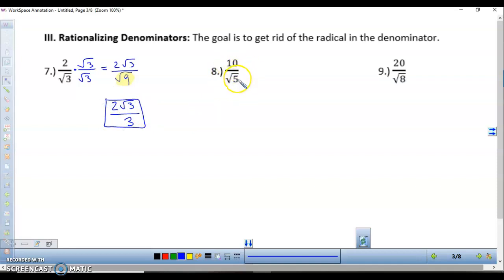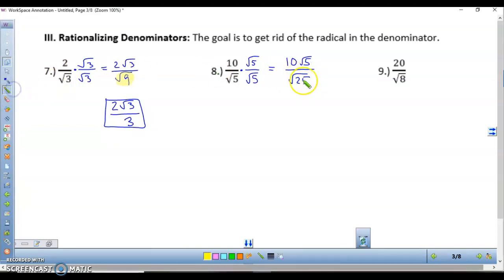Let's see. I want to make 5 a perfect square, and I could do that by multiplying it by 5. So I could get the square root of 25. So I'm going to multiply the top and the bottom by the square root of 5. When I do that, on top, I get 10 square root of 5. On bottom, I get the square root of 25. But the whole point was to use this radical, and I can now, because the square root of 25 is 5. So it's 10 root 5 divided by 5. And this one can simplify further because 10 divided by 5 is 2.